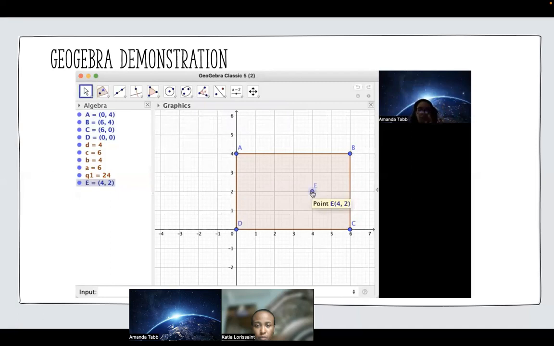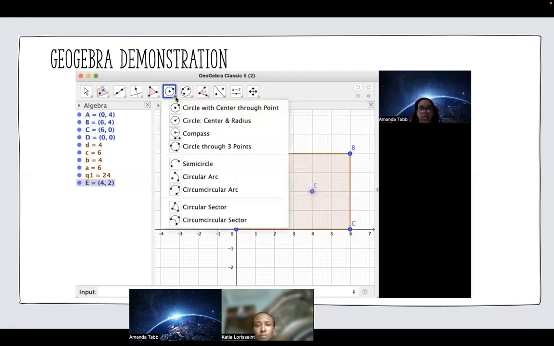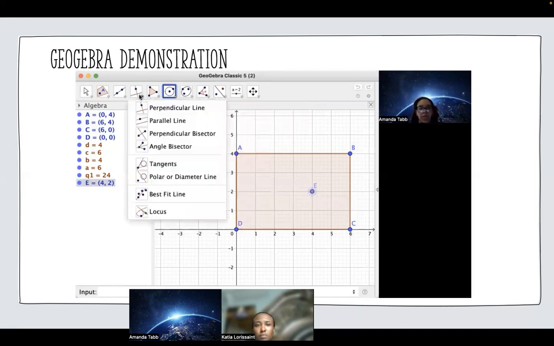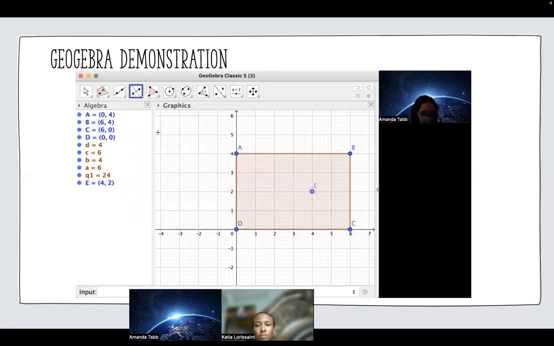If we fold the right corner of the rectangle at the top, where point B will coincide with E, the crease will be the perpendicular bisector of BE. To construct the perpendicular bisector, we're going to use the perpendicular bisector tool. It should be right here. Then we're going to click point B and then point E.